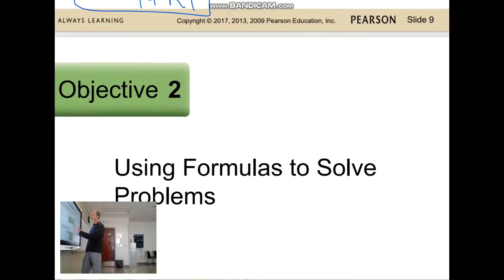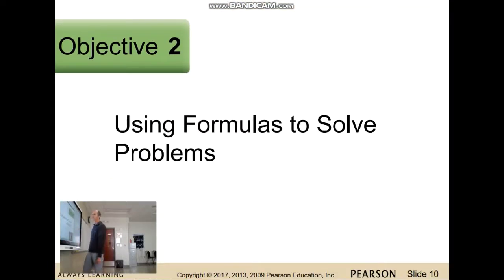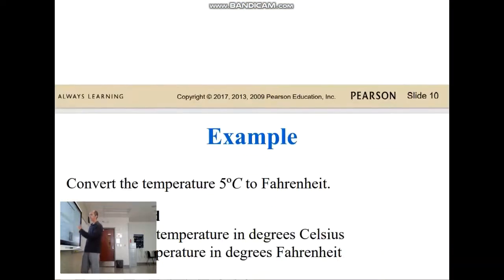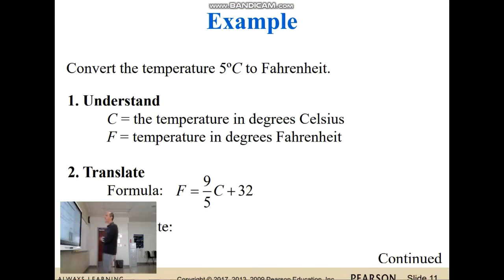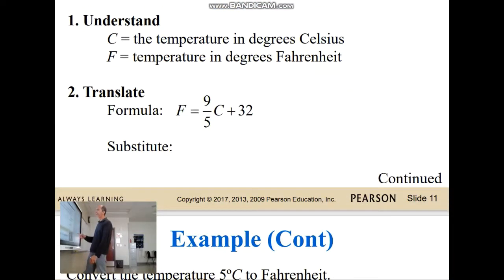Now moving on to objective number 2, using formulas to solve problems. Example: the question here asks to convert the temperature of 5 degrees Celsius to Fahrenheit. To be able to work out this conversion, we need to know the formula that relates the temperature in Celsius and the temperature in Fahrenheit, right? And the formula is this one. This is the formula that we will use.